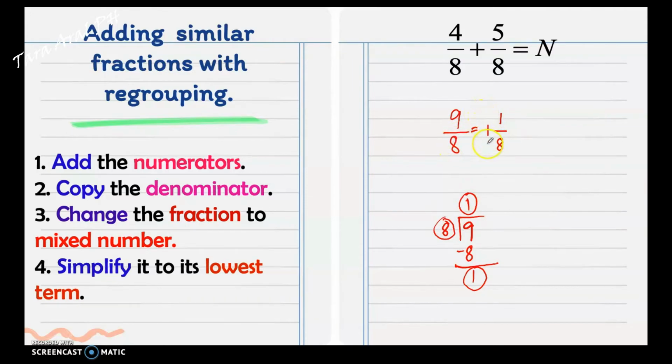Then simplify to its lowest term. There is no common factor between 1 and 8 other than 1. Then this is our final answer. We regroup when our answer is an improper fraction.